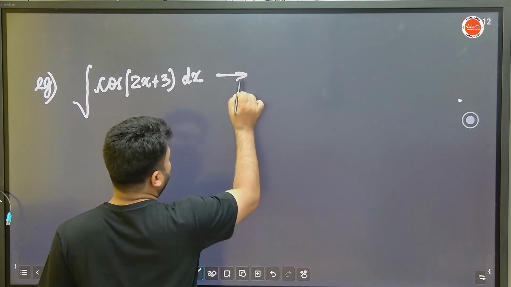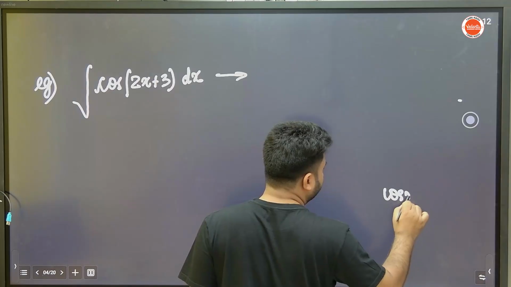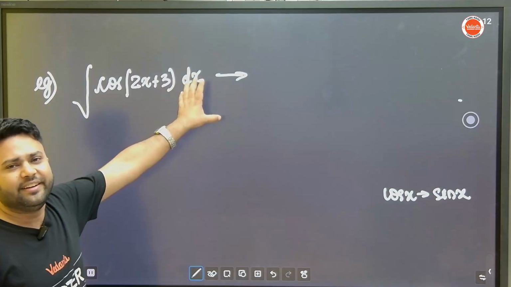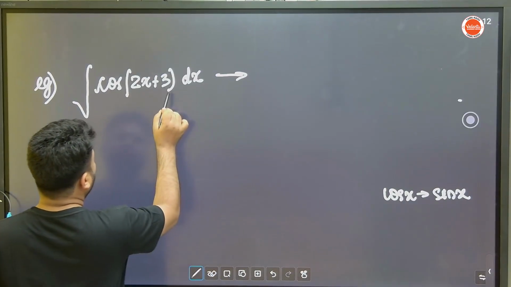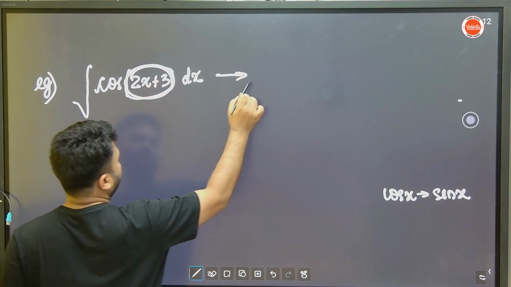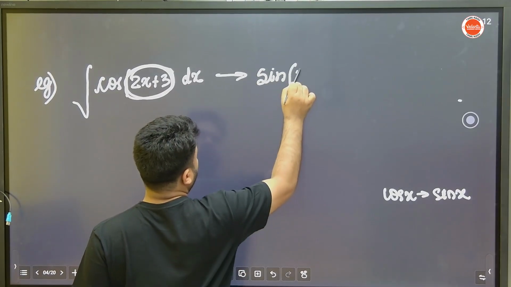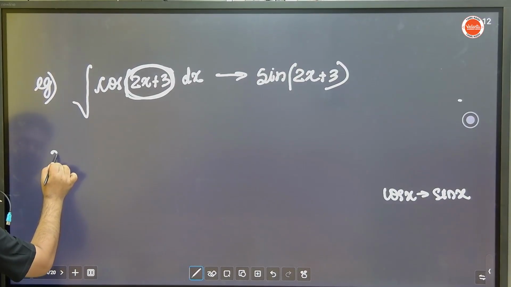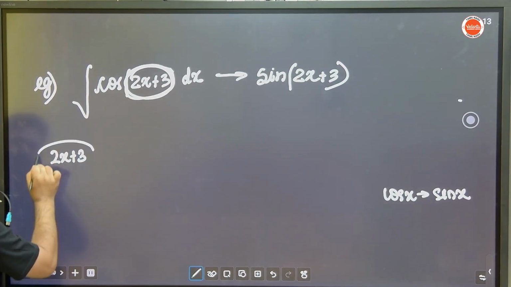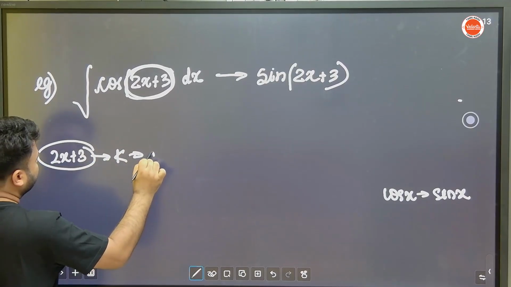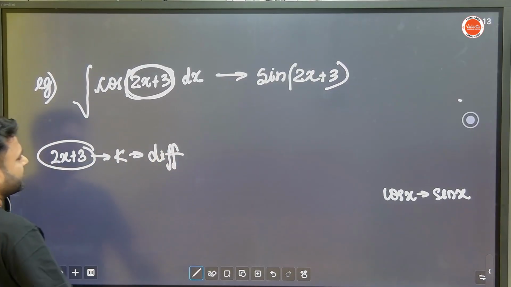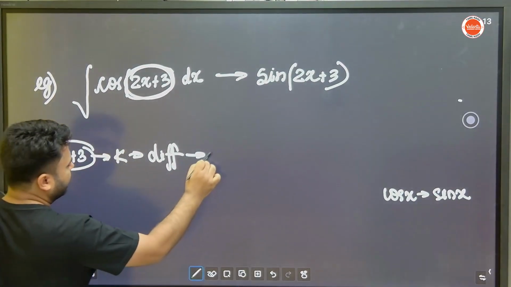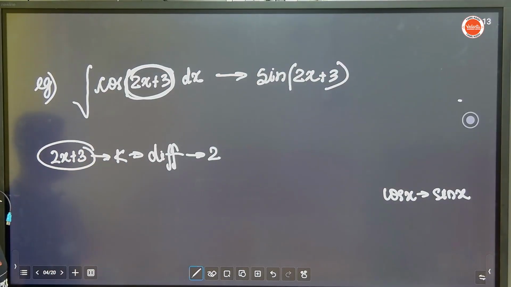Now we have learned the formula that cos x integration is sin x. So same, cos of something integration will be sin of something. So cos of this thing will be sin of this thing, 2x plus 3. But this is our Kachra. I told you in differentiation, 2x plus 3 is our Kachra. What do we do with Kachra? Kachra we are going to differentiate. On differentiating 2x, we will get 2 and the differentiation of the constant 3 will be 0.